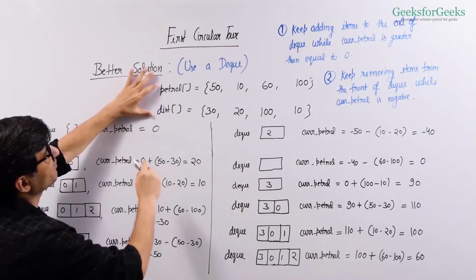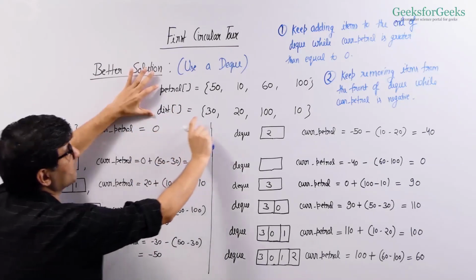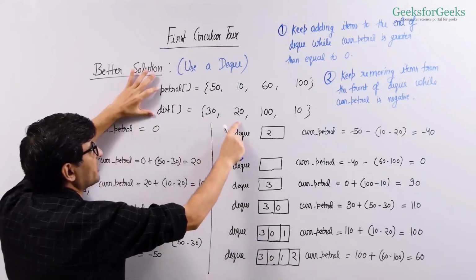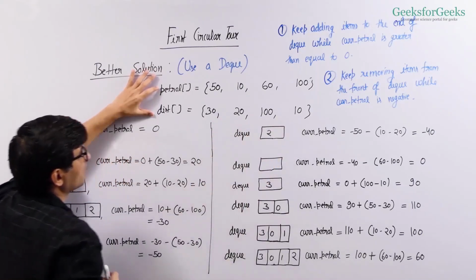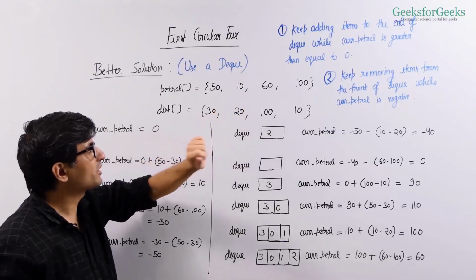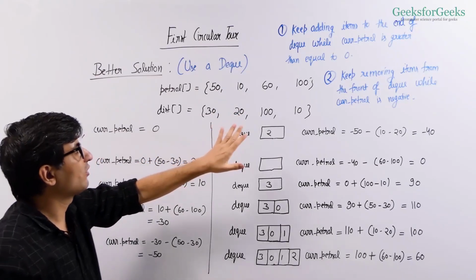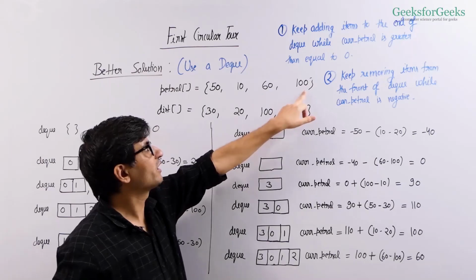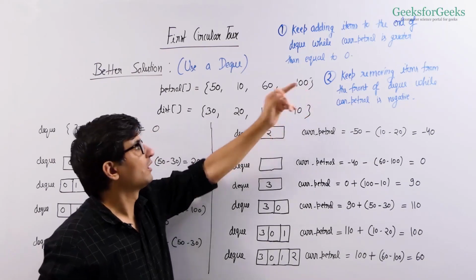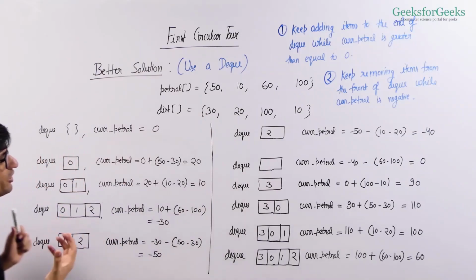Take a look at this. We have 4 petrol pumps with petrols 50, 10, 60, 100 and distances as 30, 20, 110. Now, if we see this example, we can notice that we can get all the petrol pumps visited if we begin from here. So our answer is, start point is 3. Now, how do we get 3 with this DQ approach?